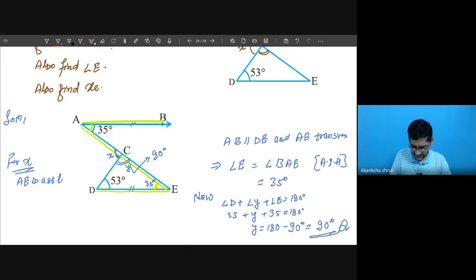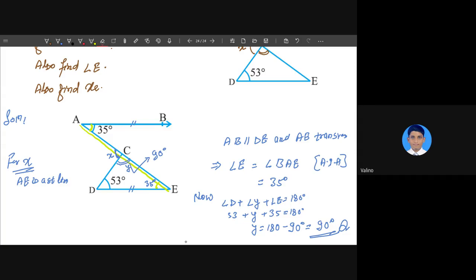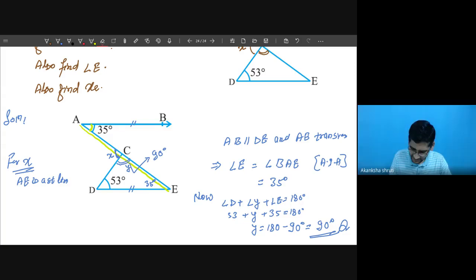Is a straight line, so it will act as a linear pair. We have to take care. 53 plus y is equal to 88. Sorry, 53 and 35. Yes, it is 53. Wrongly, I have taken this as 55.